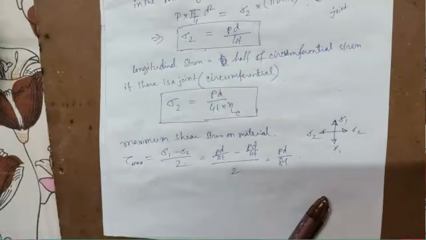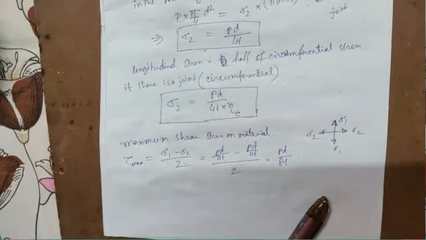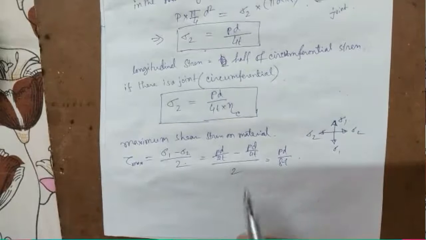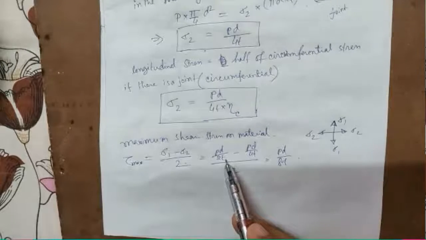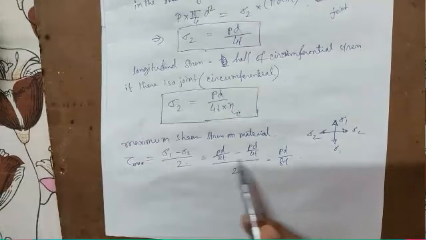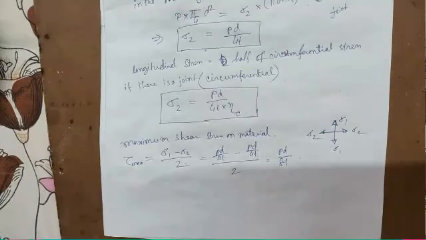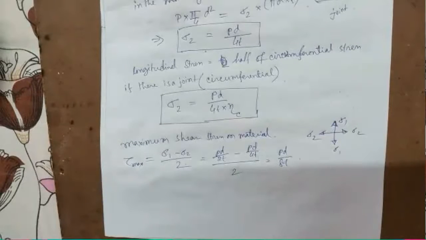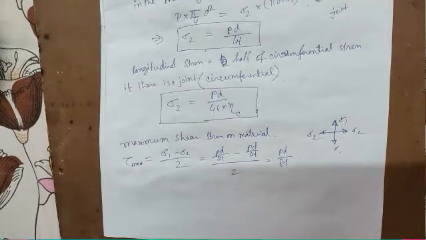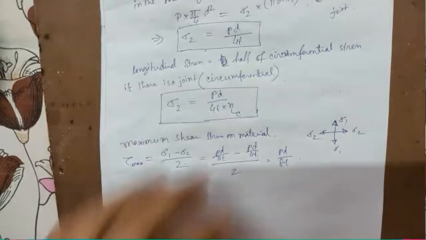Now, when we have found our maximum shear stress, and if there is any joint, then this eta will be provided, and if the eta is known, then we can find out what will be the maximum shear stress. Now we will solve a problem.